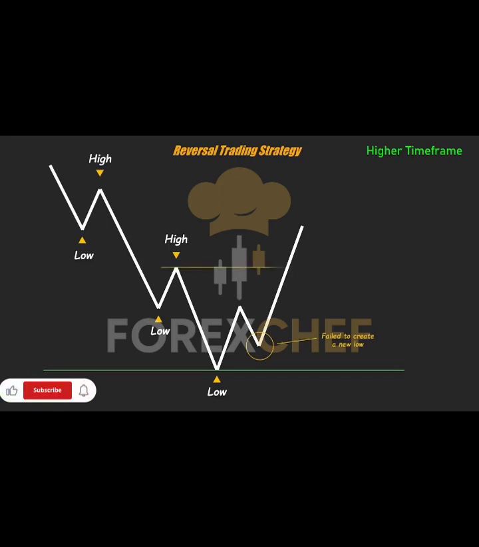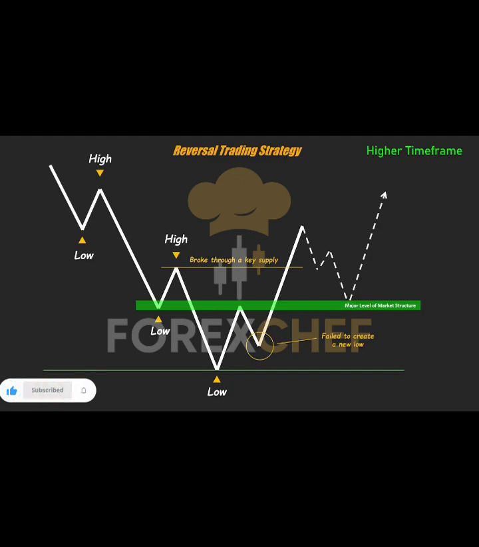Then the price broke through a key supply zone, which means demand has taken control. Now we identify this major level of structure that was previously respected as both support and resistance. Since the market has reacted to this level multiple times in the past, there's a high chance it could reject the price again if tested. So this area would make our optimal trading zone to go long. Also, there's still a lot of space for the price to move up before hitting the next supply zone, which makes this a strong setup.